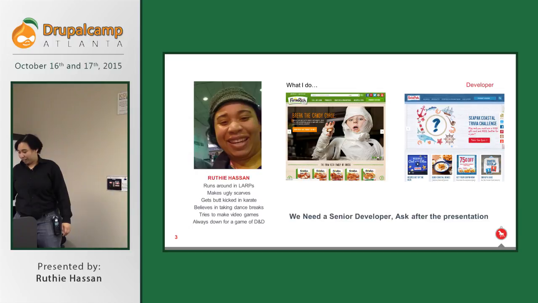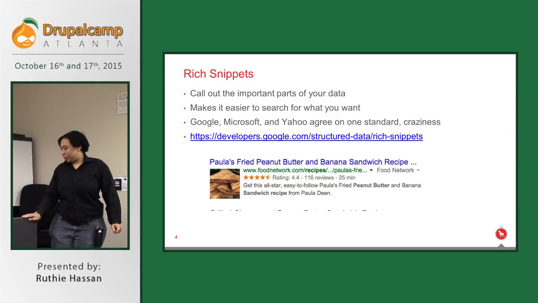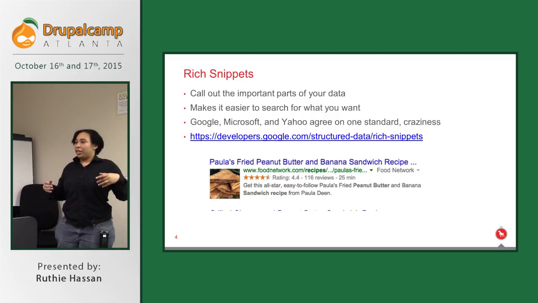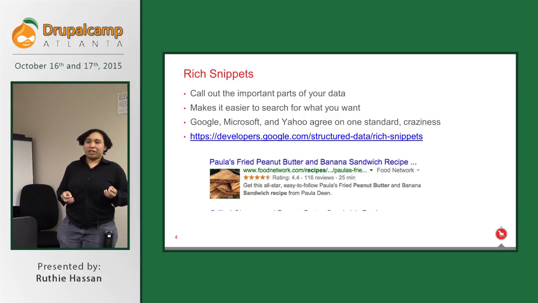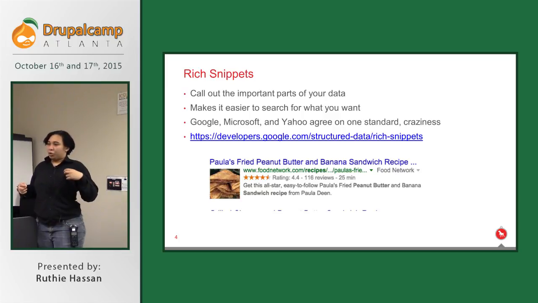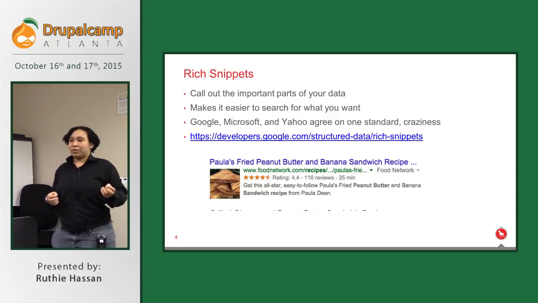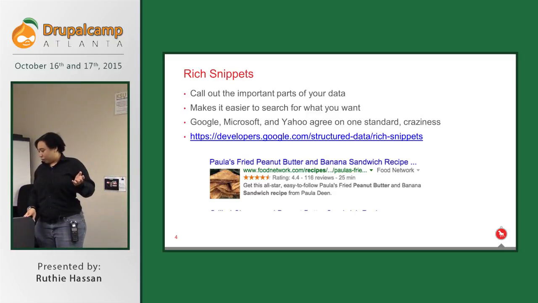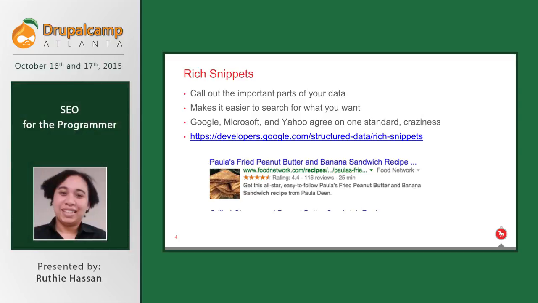So, getting straight into it. Rich snippets. An easy way to say it is that rich snippets help search engines and crawlers pull out the important data on your site. So you can have your ratings in 5-star, and it pulls in that information and shows it in search. You've all seen this, for example with peanut butter and banana sandwiches. Here we have the ratings, the number of reviews, how long it takes to cook it, and a general description.